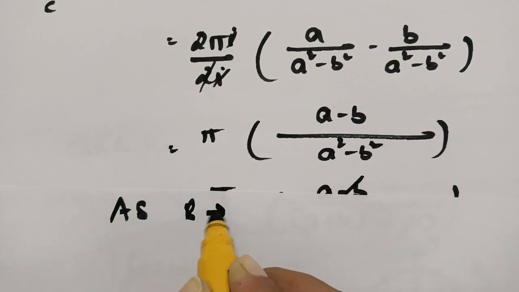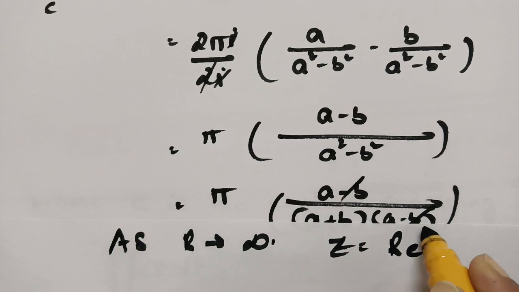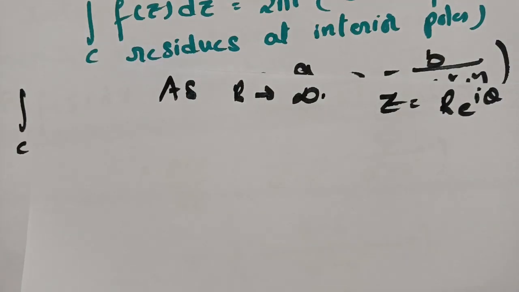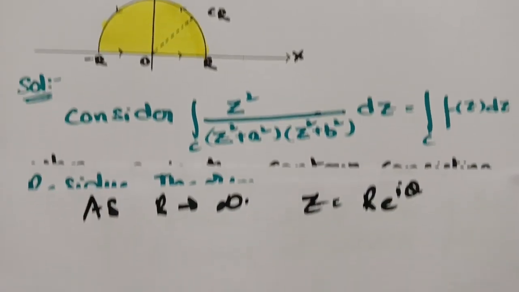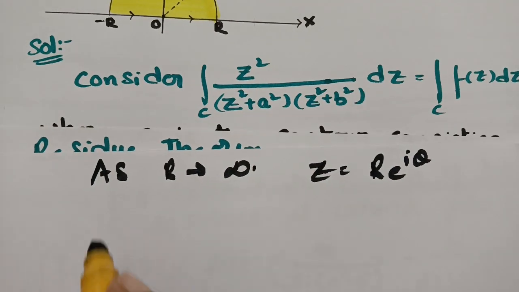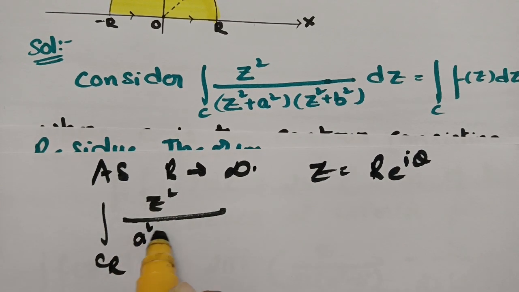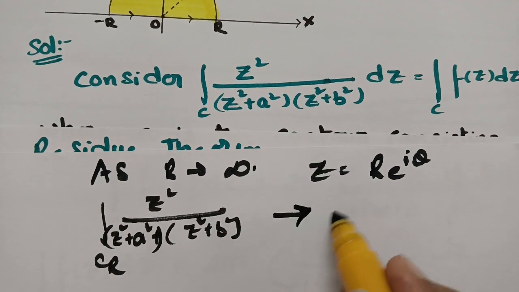As r tends to infinity, I am keeping z as r e^(iθ). Clear? And what is our f(z)? f(z) is z² by (z² + a²)(z² + b²). So this is going to become 0.